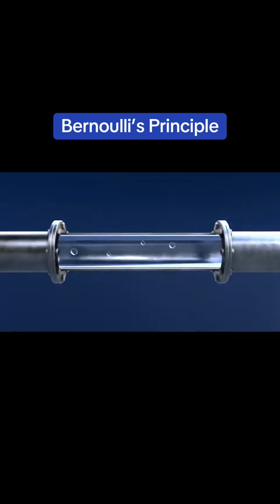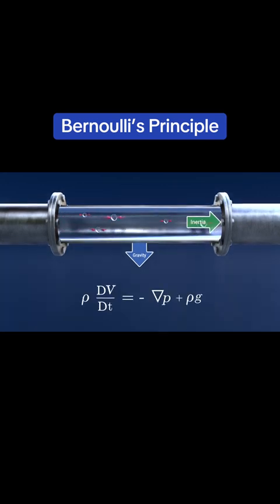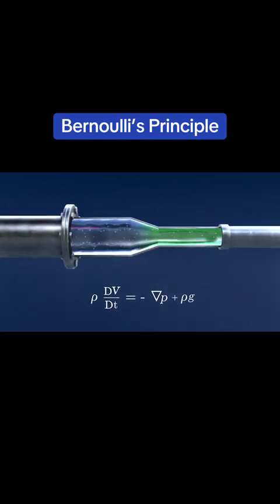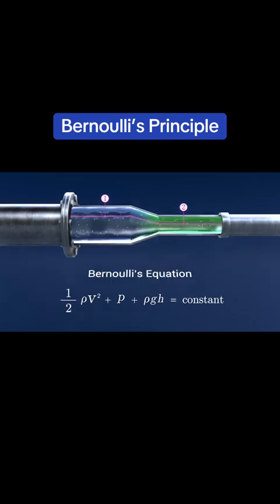Imagine a small element of fluid moving along a streamline. Three forces act on this fluid element: pressure forces pushing the fluid forward and backward, gravity acting on the fluid mass, and the inertia of the moving fluid itself. Applying Newton's second law along the streamline gives the Euler equation. When this equation is integrated between two points in the flow, we obtain 1/2 v² plus p/ρ plus gh equals constant. Multiplying through by density, or ρ, produces the familiar Bernoulli equation: 1/2 ρv² plus p plus ρgh equals constant.